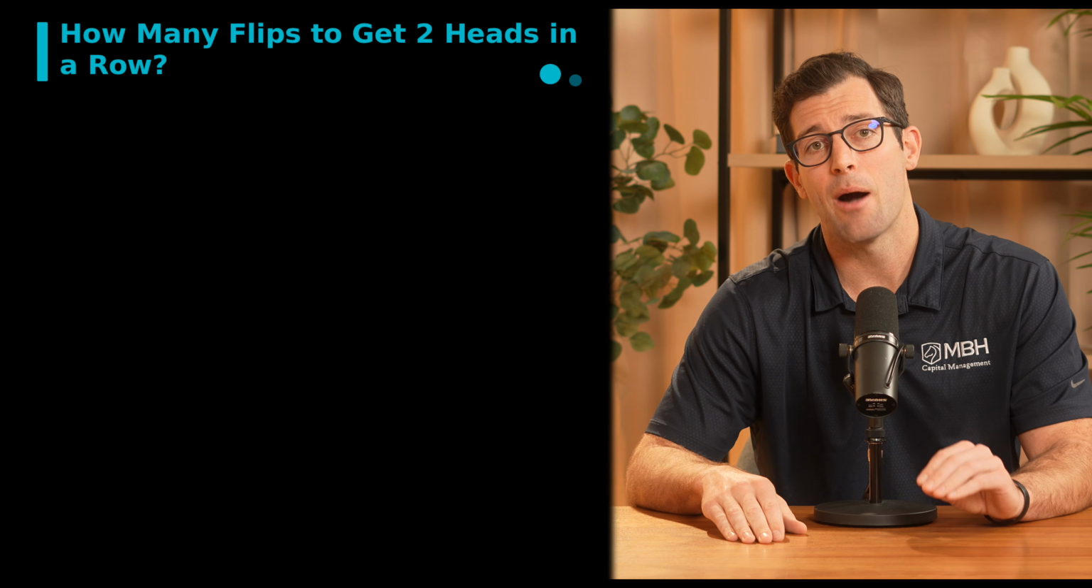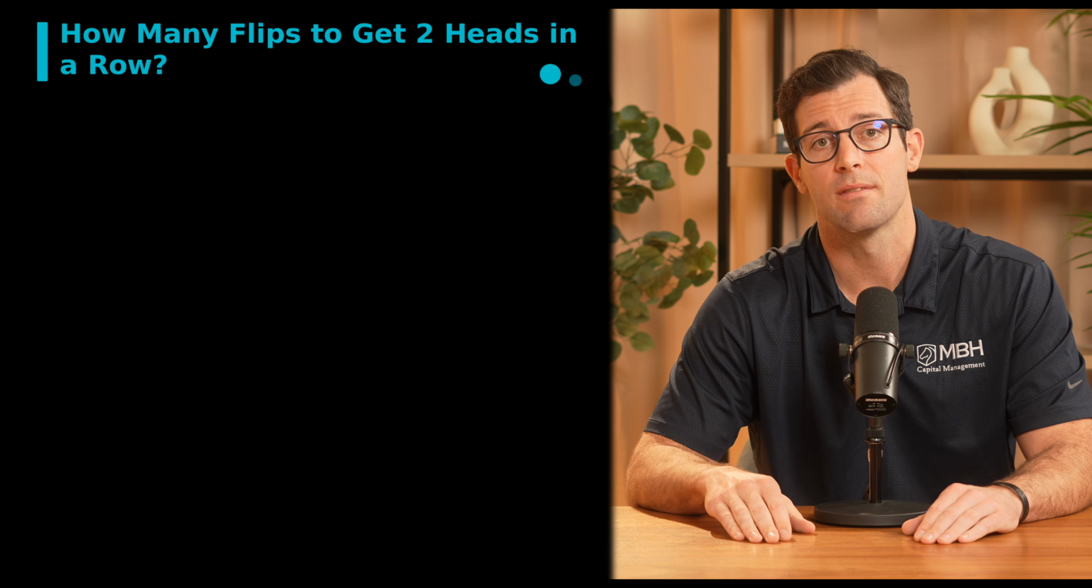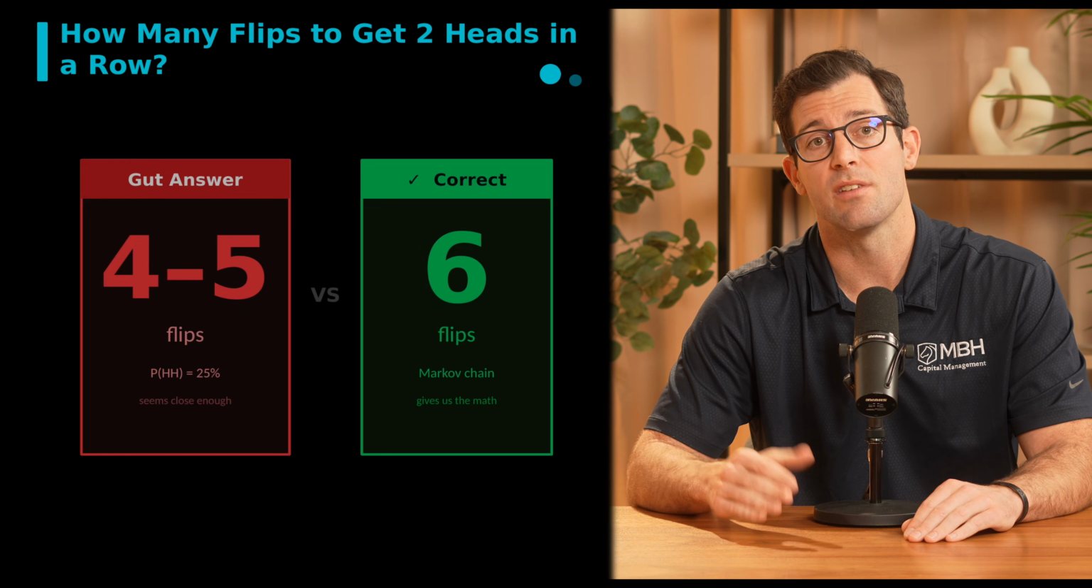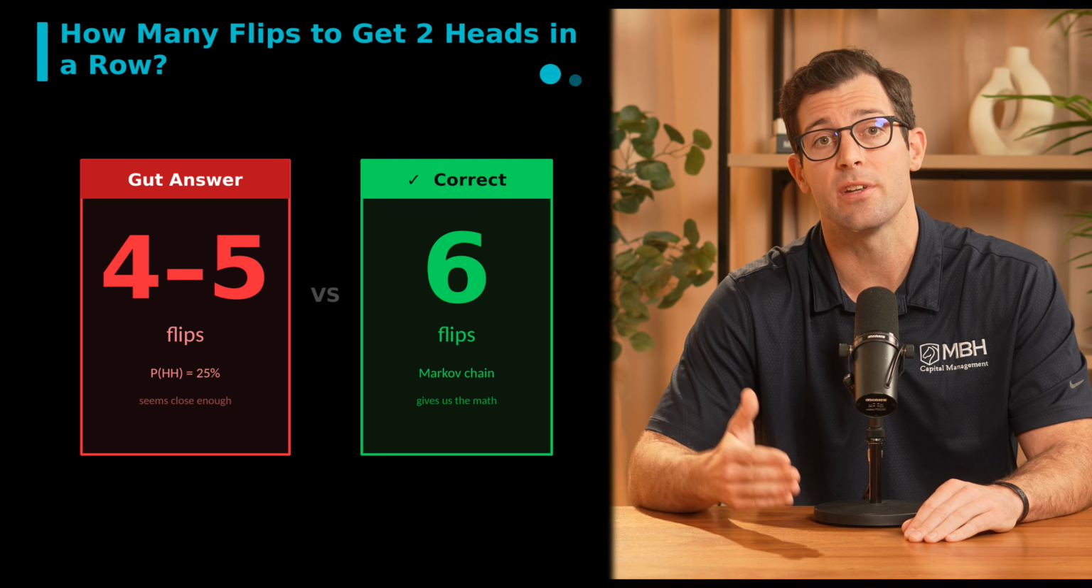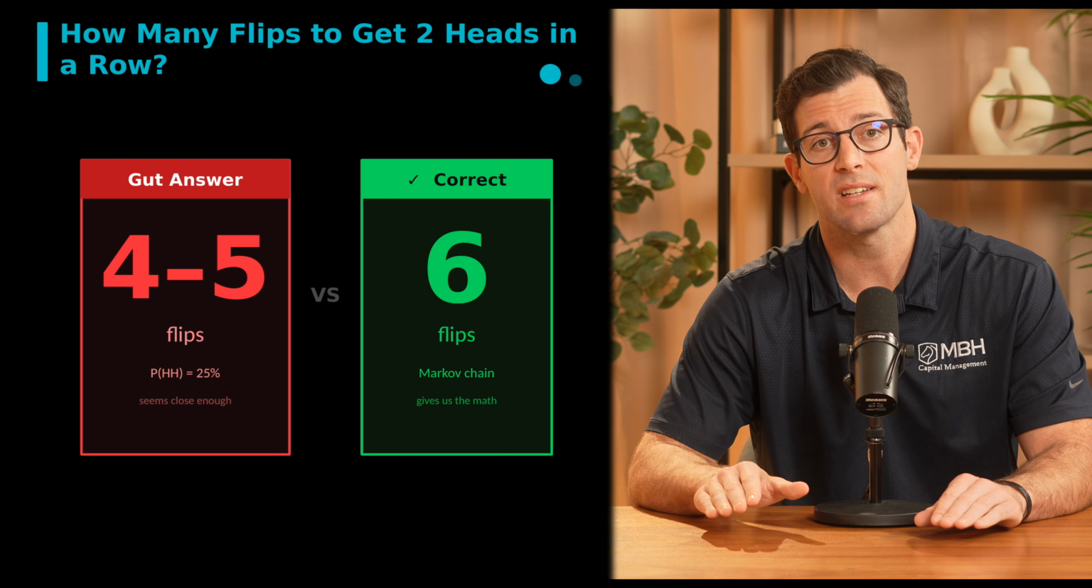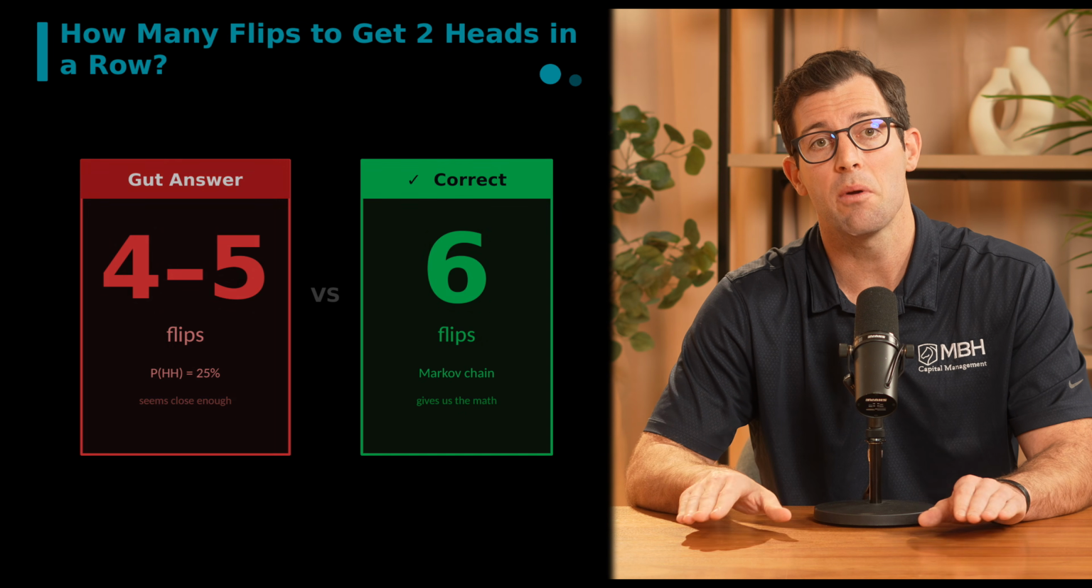On average, how many flips do you need to get 2 heads in a row with a fair weighted coin? Your gut answer is usually 4 or 5 because the probability is 25%. The correct answer is 6. Here's how we model it.